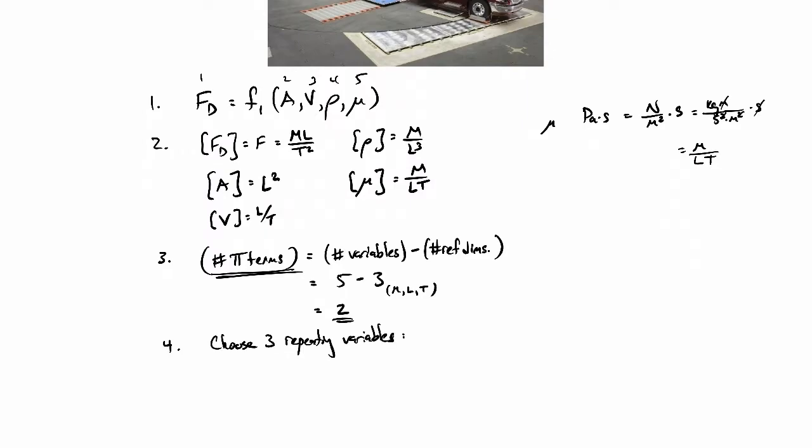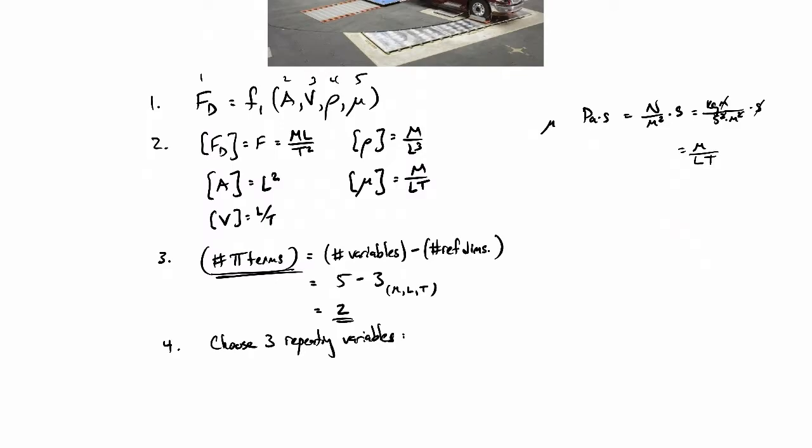When you choose repeating variables, you want to make sure you're choosing them from the right-hand side of the equation. Don't make the drag force one of your repeating variables, because this is your dependent variable, and you don't want it buried inside your pi terms. You want to use the independent variables in your pi terms. And you want to make sure that the repeating variables you choose allow you to make the other terms dimensionless. So I need to make sure my reference dimensions are all expressed independently in my repeating variables.